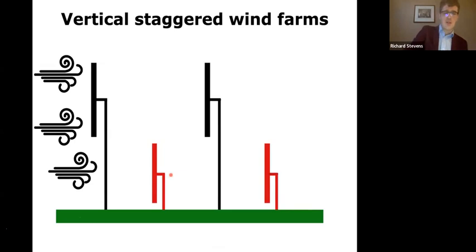Or you can play around with the layout of the wind farm in more advanced ways by using vertical staggering. This would allow you to affect the number of atmospheric layers from which you can generate energy. So not just at one layer, but at different layers.